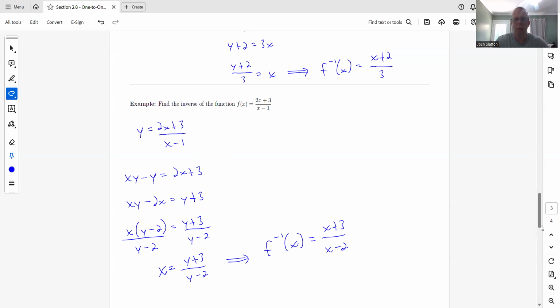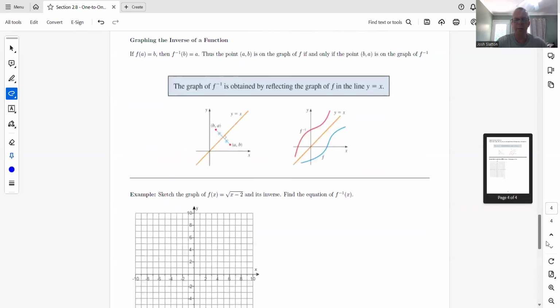All right, so next we'll look at graphs. So how do the graphs of inverse functions relate? So if f of a equals b, then f inverse of b equals a. That's switching the x and the y. Now, one way we could say this is the point (a, b) is on the graph of f if and only if the point (b, a) is on the graph of f inverse. So they have the exact opposite ordered pairs.